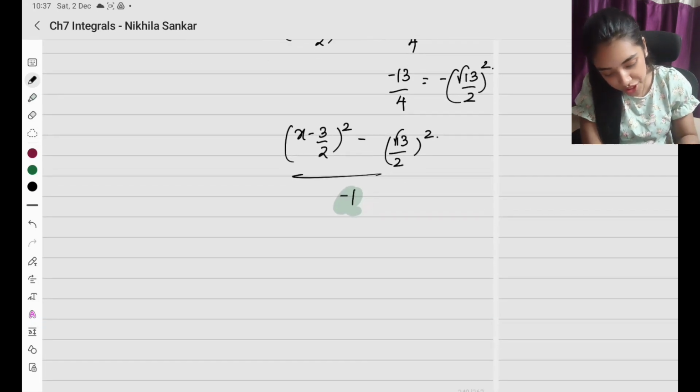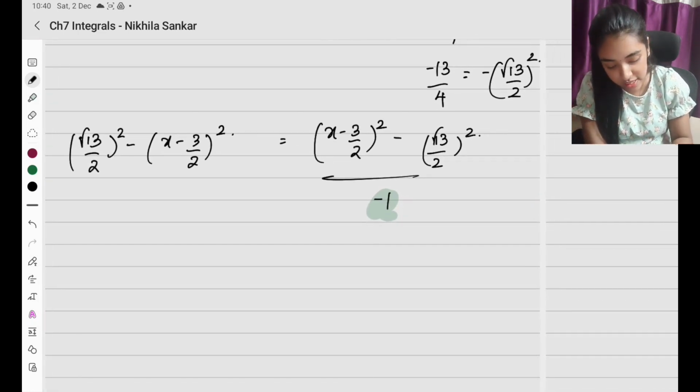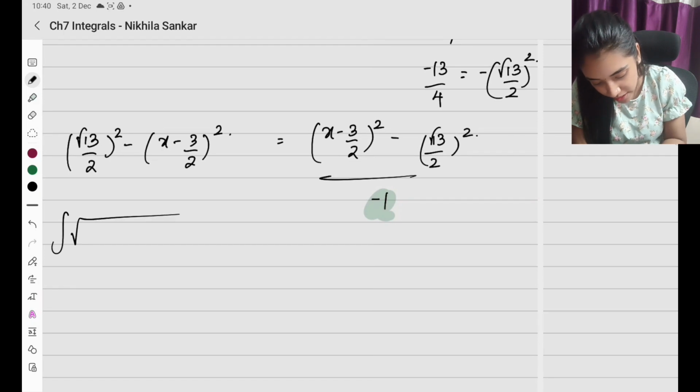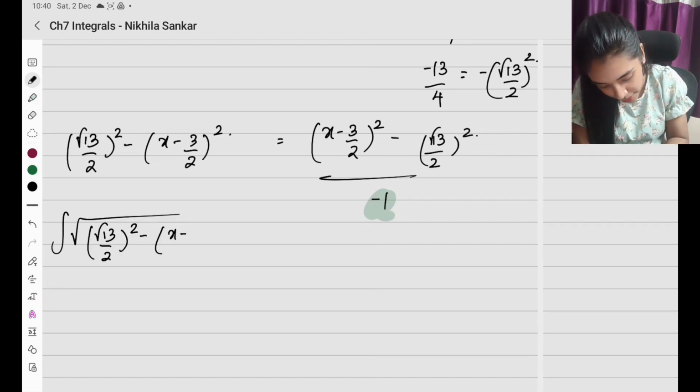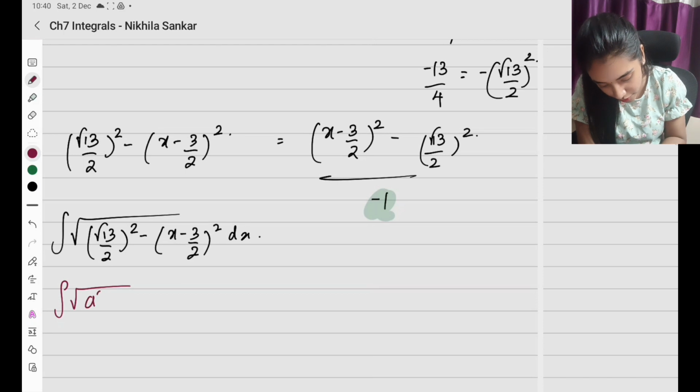So now what does the question become? Root 13 by 2 the whole square minus x minus 3 by 2 the whole square. So now this is the question. So this question looks like this: 13 by 2 the whole square minus x minus 3 by 2 the whole square times dx. Every time, write the formula. So you have integral of a square minus x square equals, first what will come?